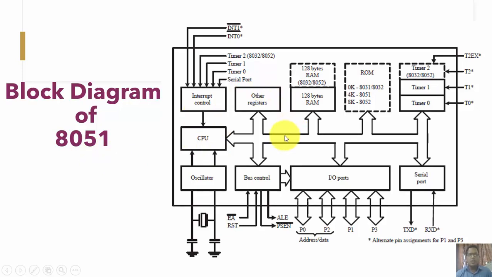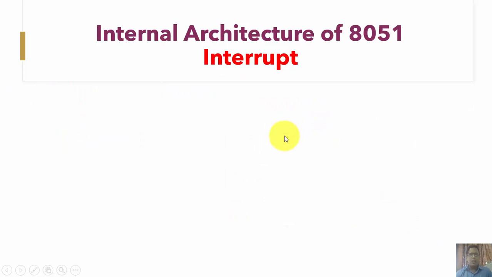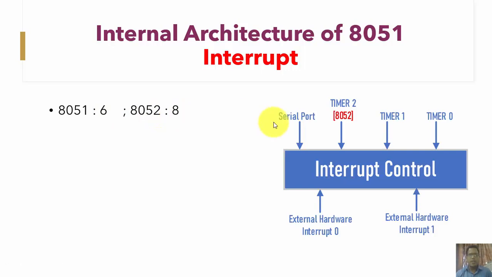So let us see each of these blocks in detail. The first one is the interrupt block. In the 8051 microcontroller, a total of 6 interrupt sources are available, whereas in the 8052 we have 8 interrupt sources. This block diagram represents the internal interrupt block associated with the 8051 microcontroller.